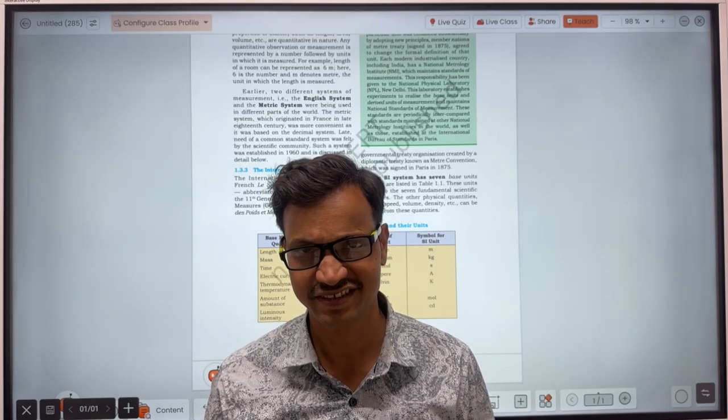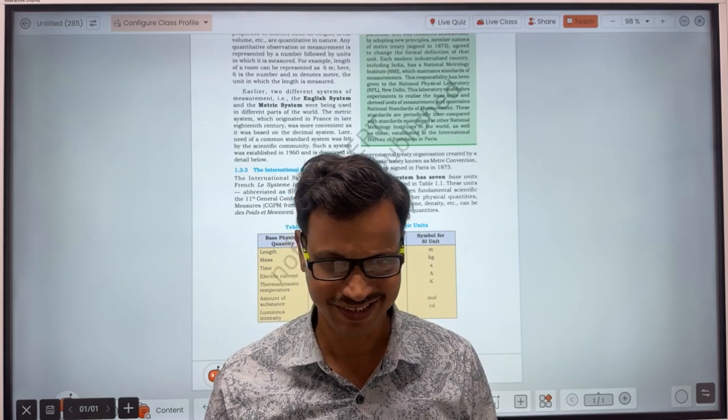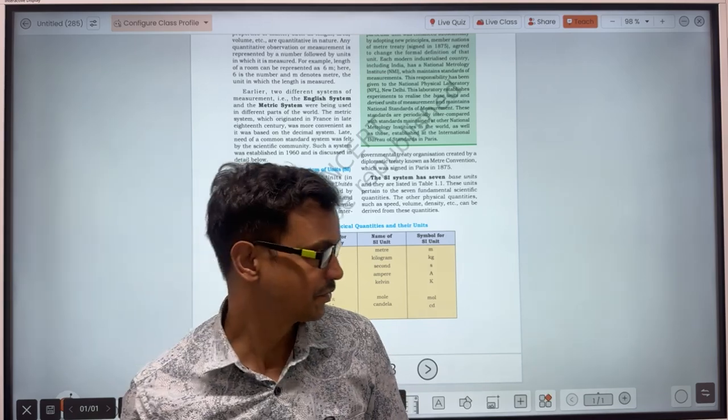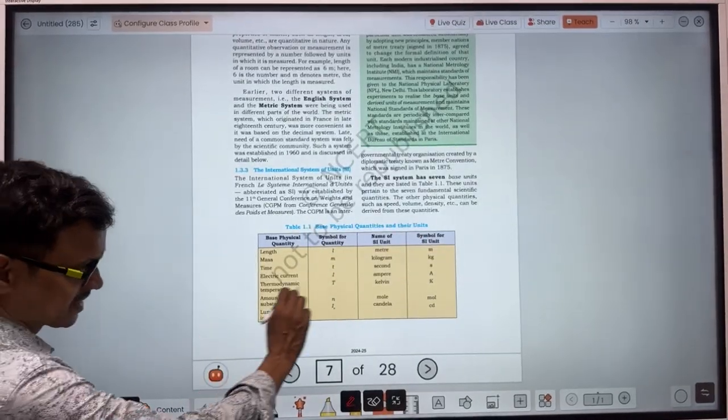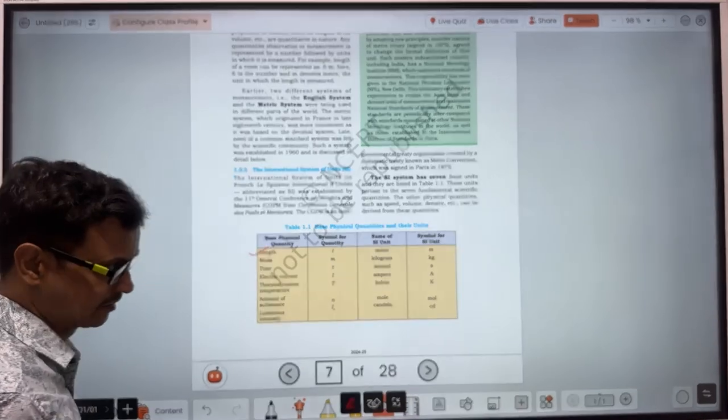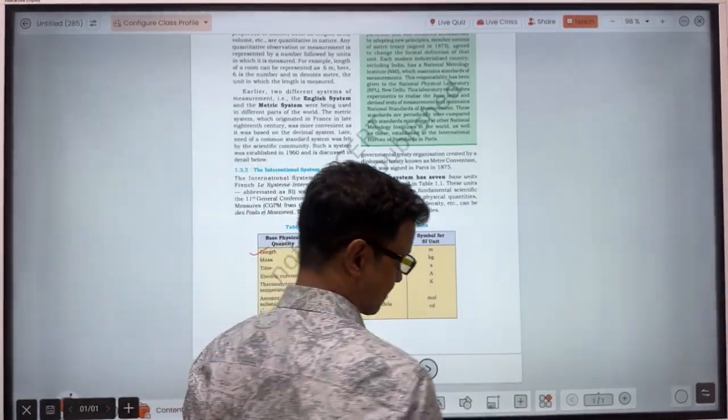What are fundamental units and what are derived units? About that you will study in physics. So here, 7 fundamental units. First one, length. Okay, there are 2 types of system.